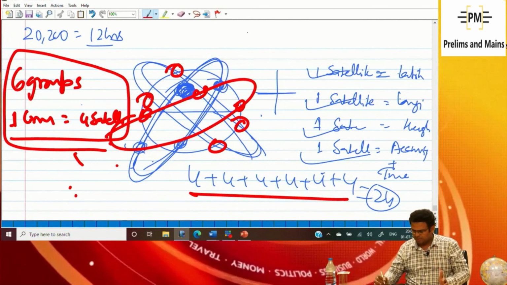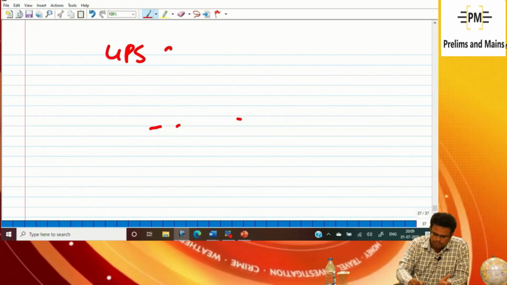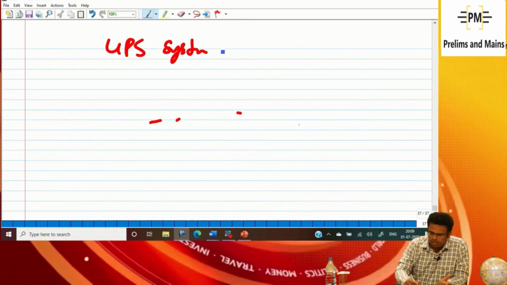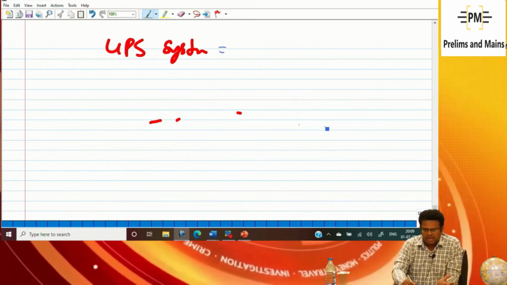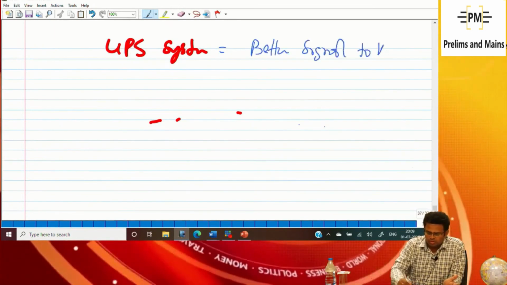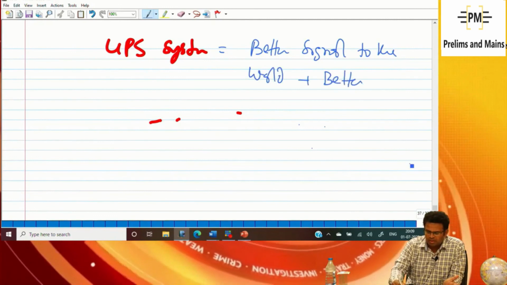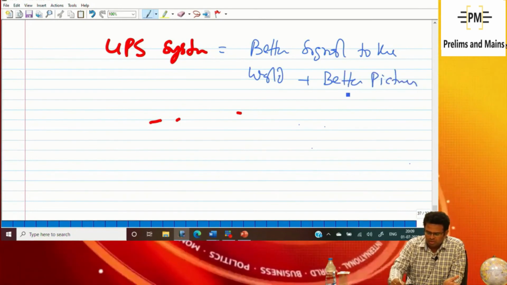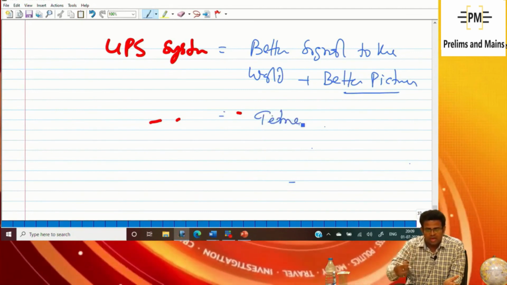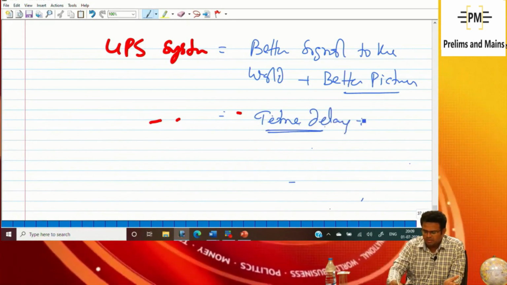So the GPS system of the USA has better signal to the world, better pictures, position and all. But there is a little time delay due to the other satellite which is coming, time delay, yes or not, and sometimes lost signal.